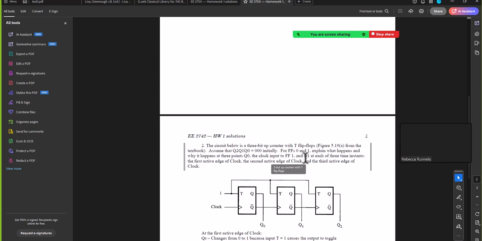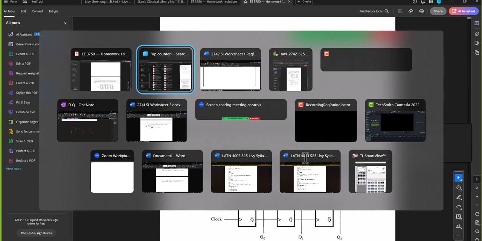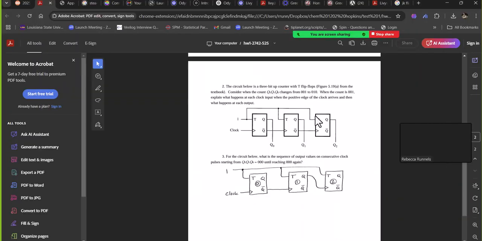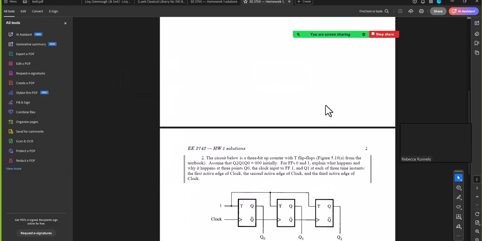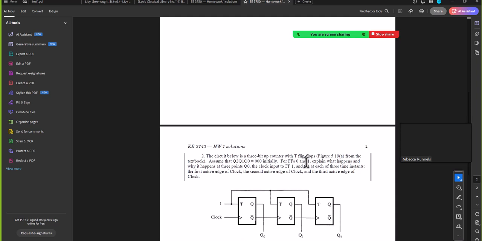Okay, so now let's take a look. This is not the same as the one y'all have, is it? Y'all have: when the count is 0, 0, 1, explain what happens at each step, 0, 0, 1 to 0, 1, 0. Okay, I think this one's different. This one starts at 0, 0, 0, and yours starts at 0, 0, 1. Okay, so this one's slightly different.